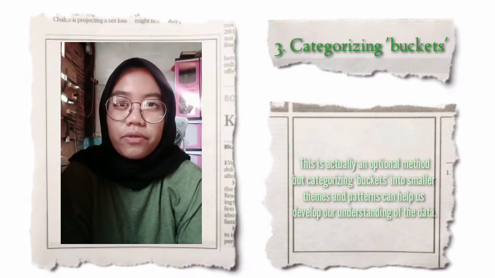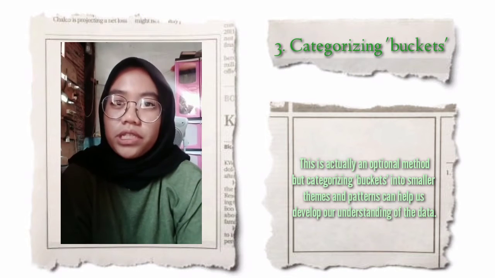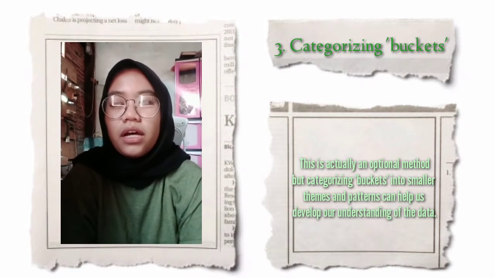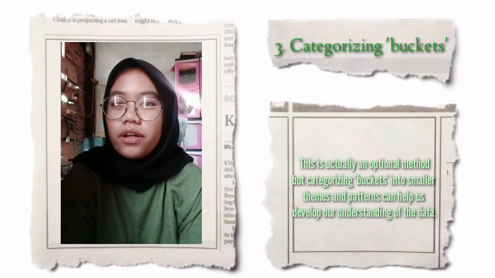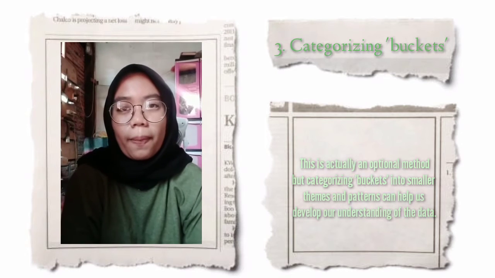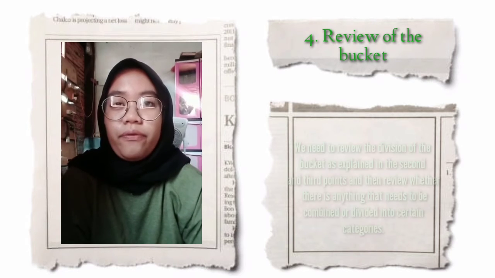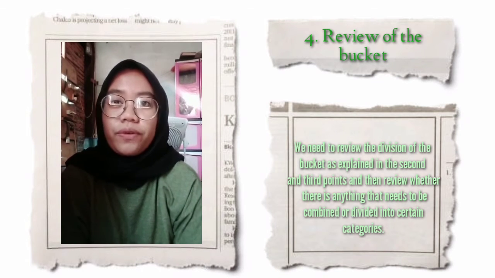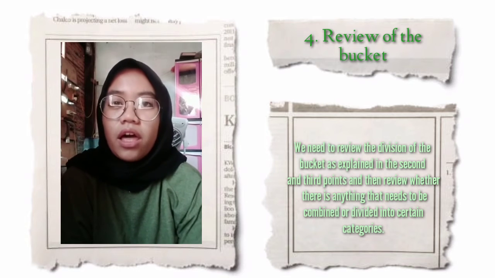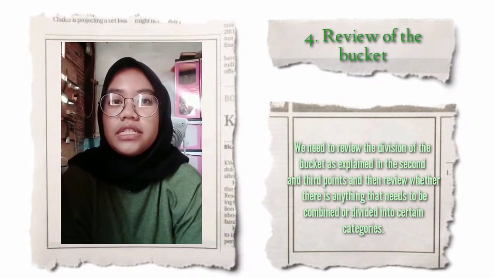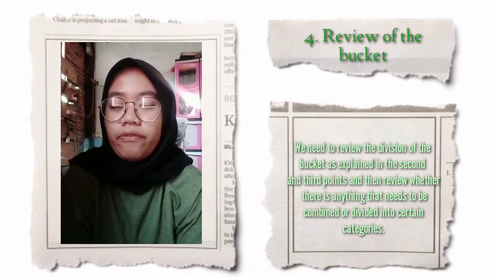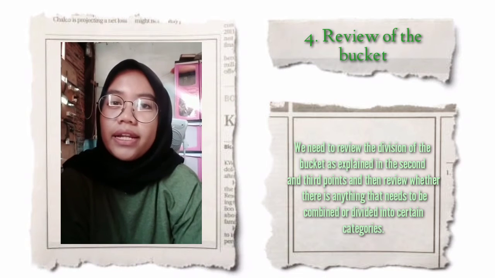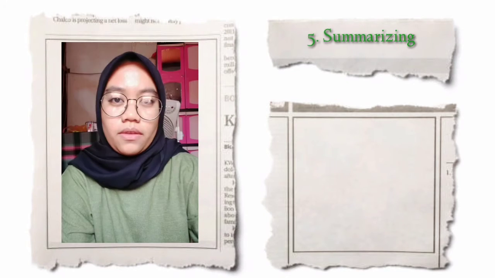The third is categorizing buckets. This is actually an optional method, but categorizing buckets into smaller terms and patterns can help us develop our understanding of the data. Next, the fourth is review the bucket. Here we need to review the division of the bucket as explained in the second and third points, and then review whether there is anything that needs to be combined or divided into certain categories.